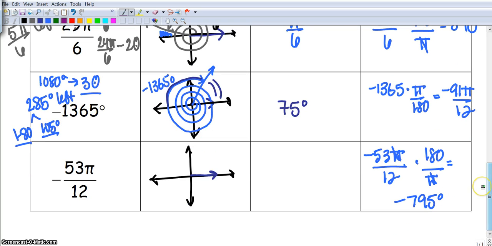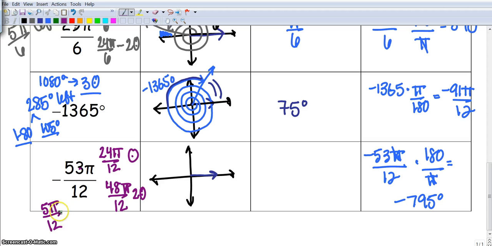All right, one more. So you have negative 53 pi over 12. Again, don't worry about the fact that it's a negative. Think about 2 pi. 2 pi would be 24 pi over 12. Okay, this is one circle. You can fit 48 pi over 12. That would be 2 circles. And between 53 and 48, you have a 5 pi over 12 left.